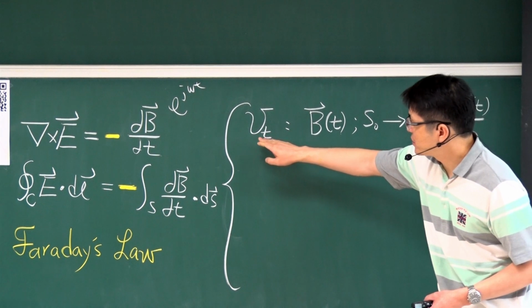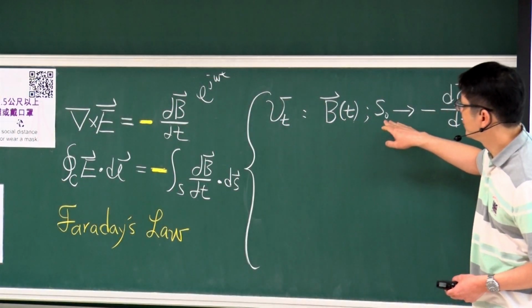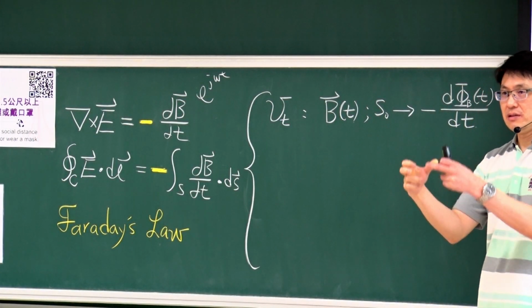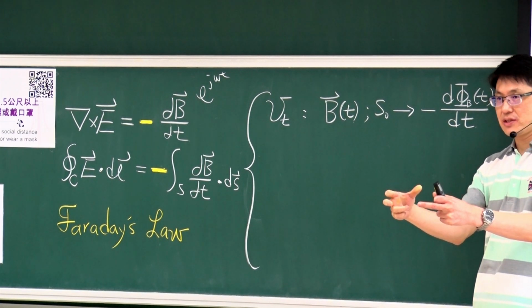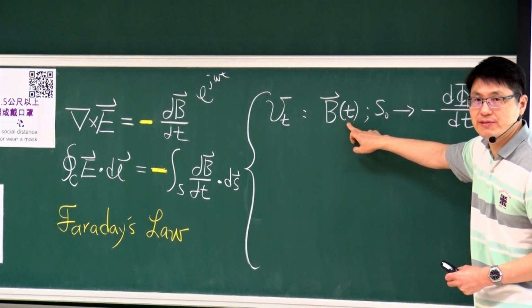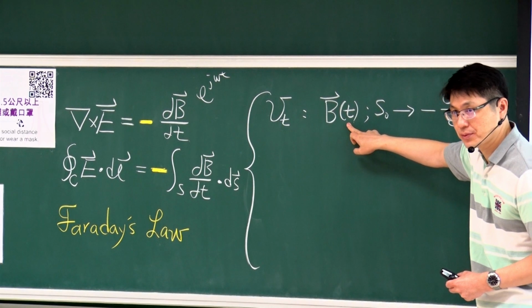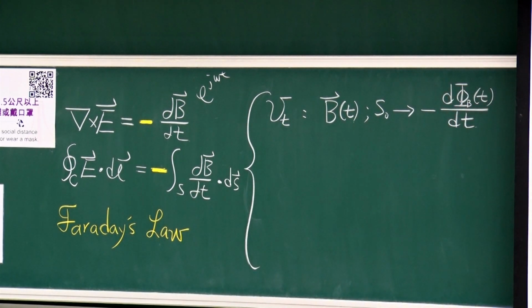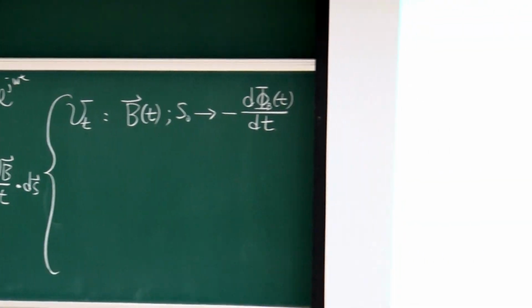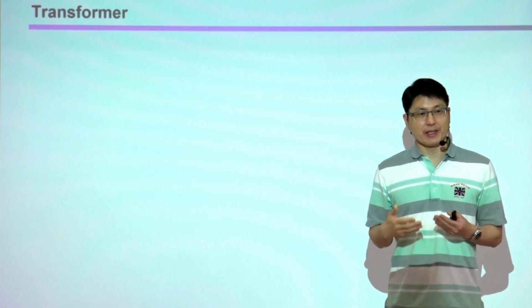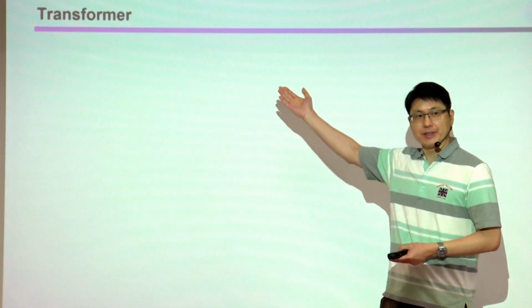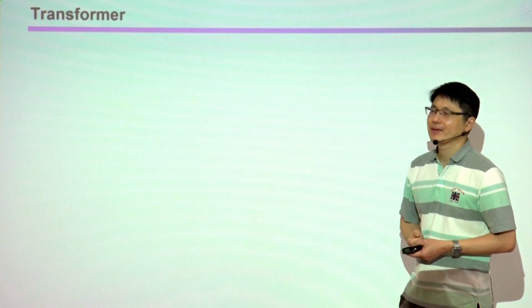So basically, transformer EMF, your circuit is fixed. It's not changing. It's not moving. It's only the field that is changing, right? But you have to think, why is that particular case called the transformer EMF? So now we deal with transformer.